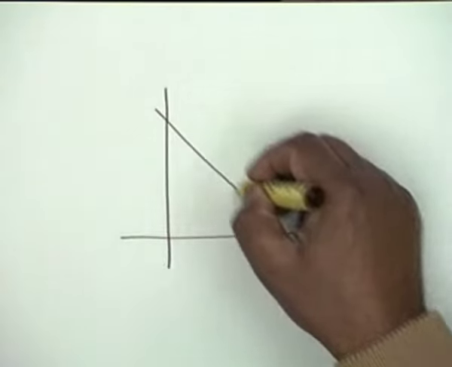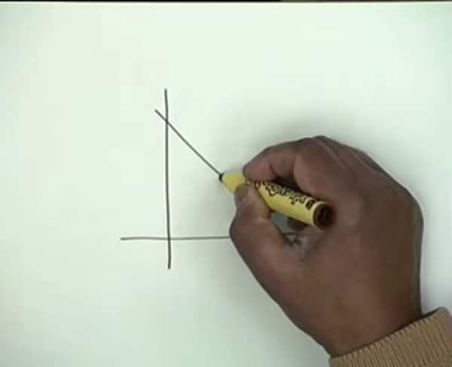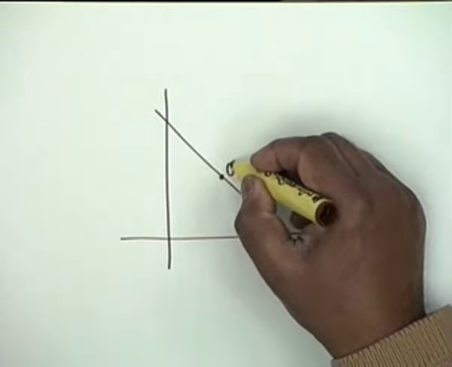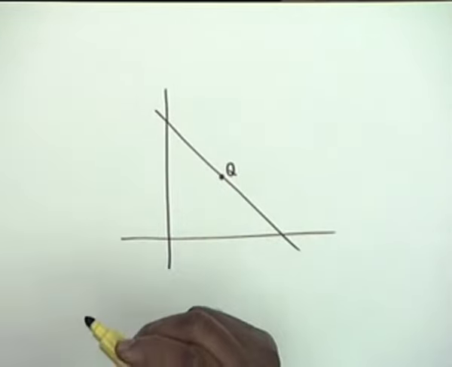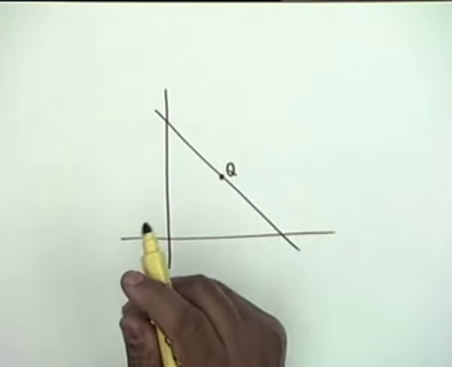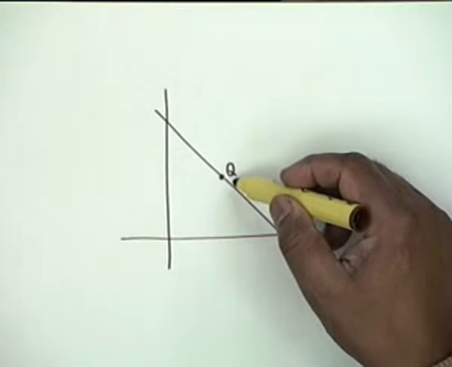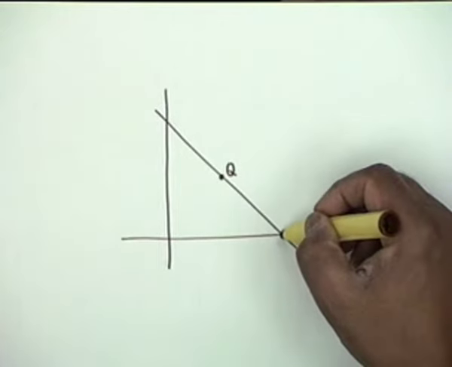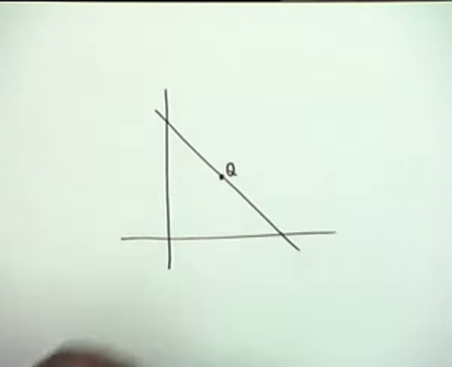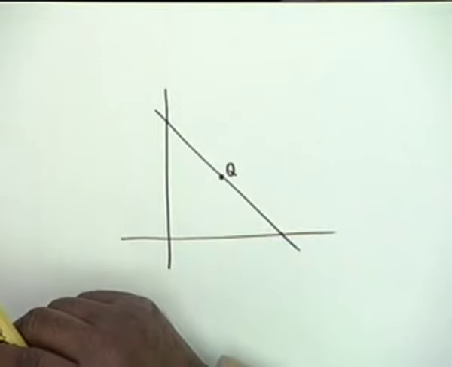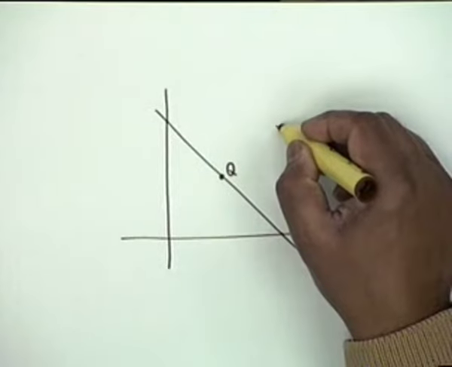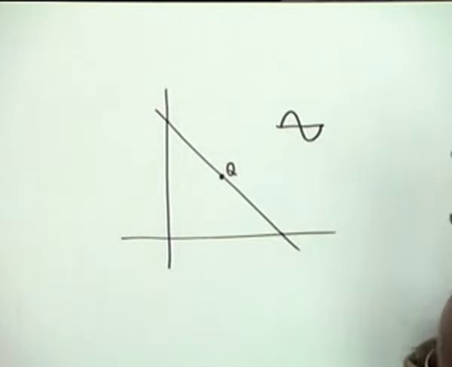Now we go back to the load line. If the Q point is somewhere here, and the signal is such that the Q point does not shift, the operation does not shift beyond the cutoff or beyond the saturation line, obviously current will flow in the device for the whole cycle of the input.